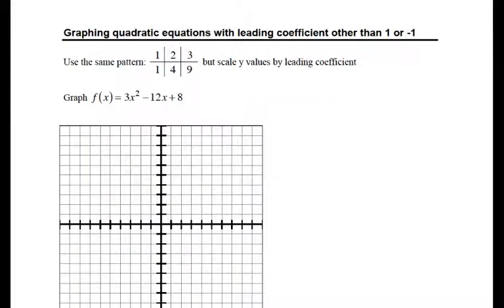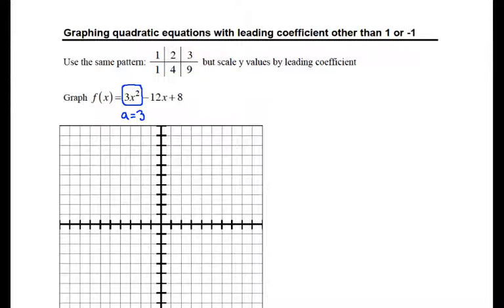Putting this to use, let's look at a function here. We see that the leading coefficient of this is +3. So already we know that the parabola is going to open up. It's going to be stretched vertically, and so it's going to appear a little bit more narrow than our usual y equals x squared. But we still need to get a few points plotted accurately.